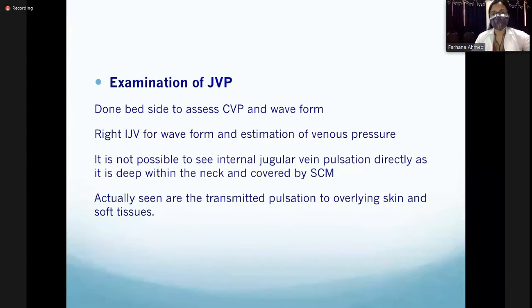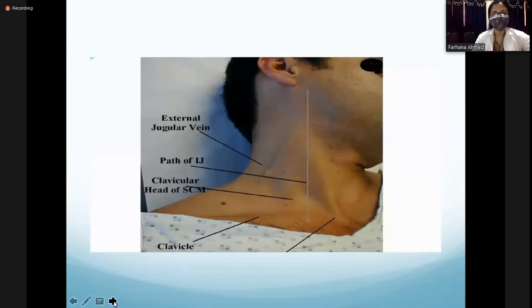Actually, it is not possible to see the internal jugular vein pulsation directly, as it is a deeper structure and covered by the sternocleidomastoid muscle. Actually, what we see is the transmitted pulsation to the overlying skin and soft tissues. And how do we determine from the surface whether it is the internal jugular vein or the external jugular vein?